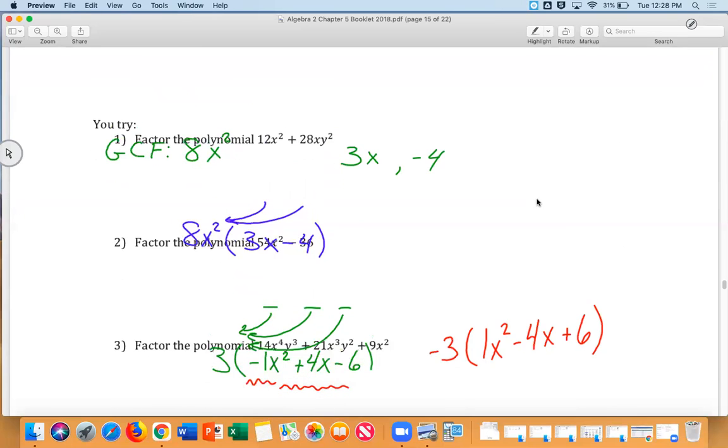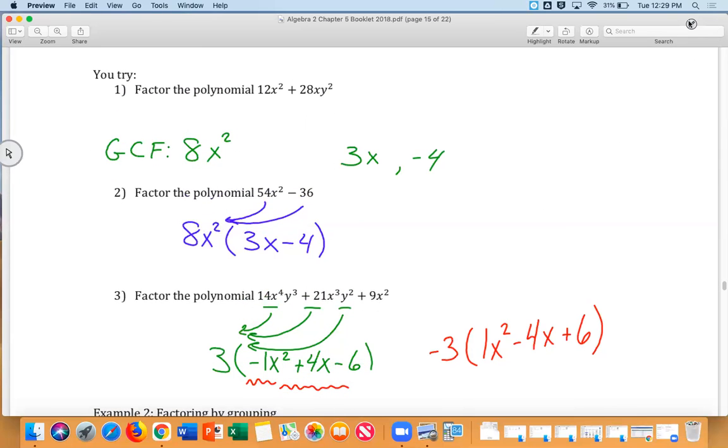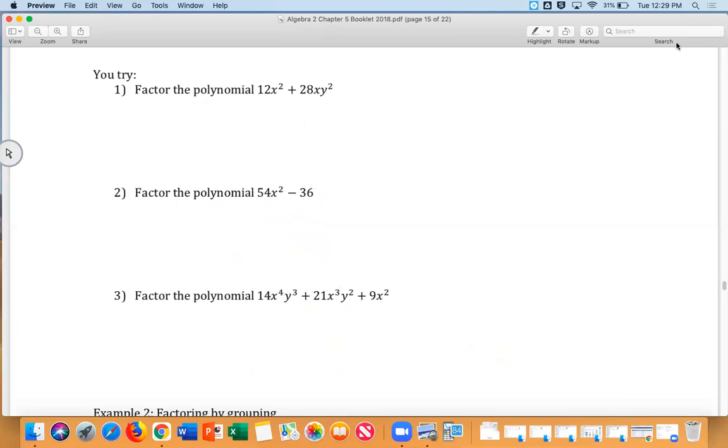You guys try. We've got three here. See if you can factor these three polynomials through the GCF. All right, you can go.